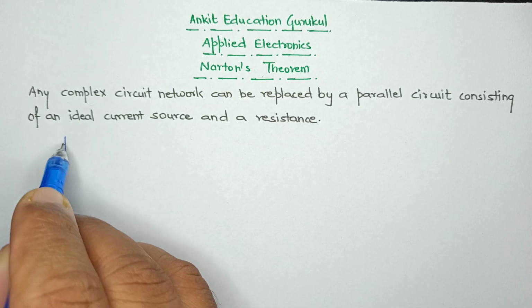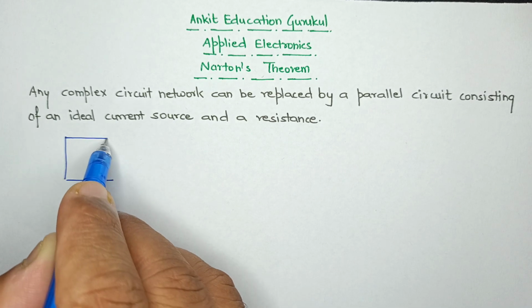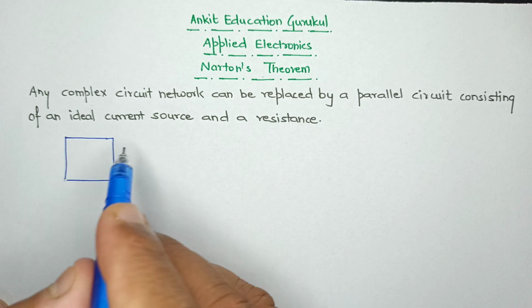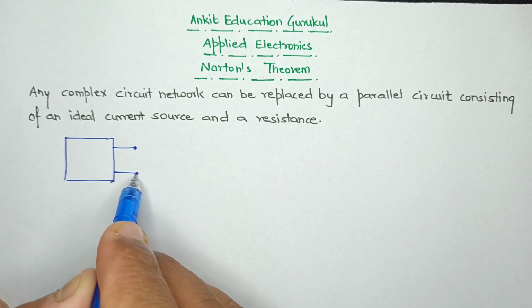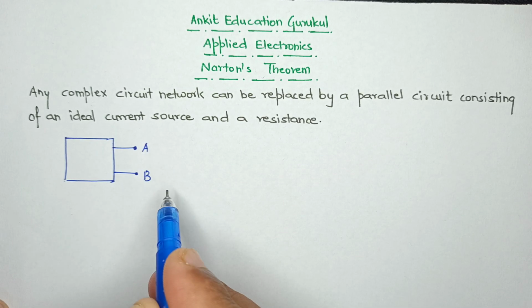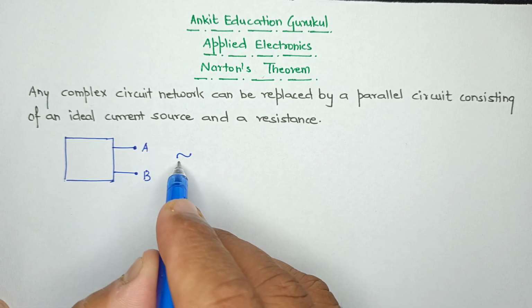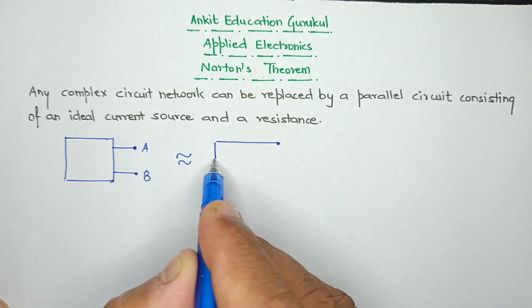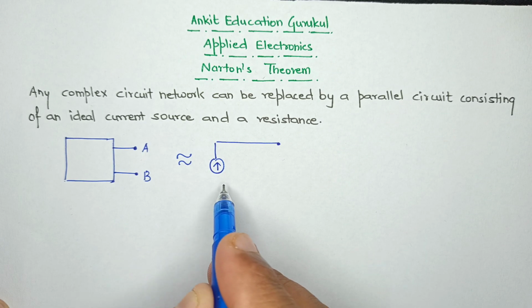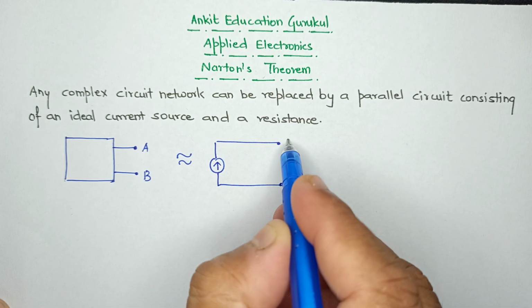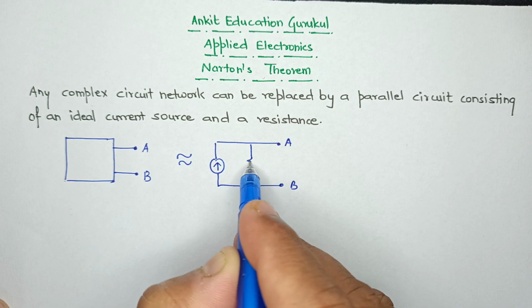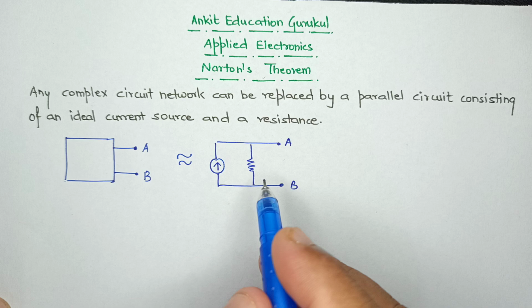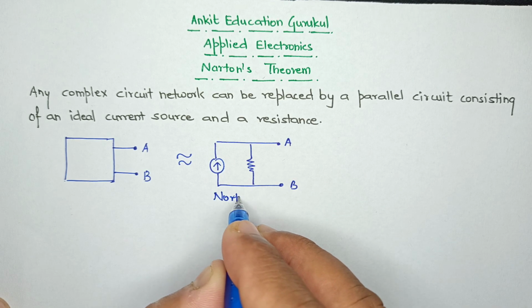Basically, let us say we have a system like this, wherein I draw a box, and inside this box there is a complex network of circuits, and we have two terminals at the end, terminal A and terminal B. So we can convert this entire complex circuit network into a very simple format, which consists of an ideal current source, and in parallel with that ideal current source is one resistance. What we have got here is known as the Norton's equivalent circuit.